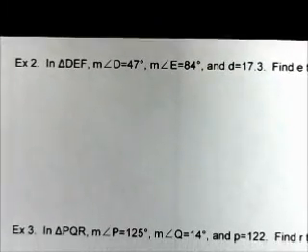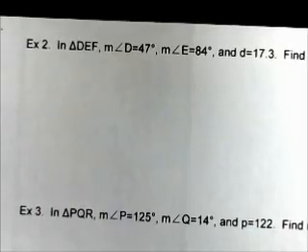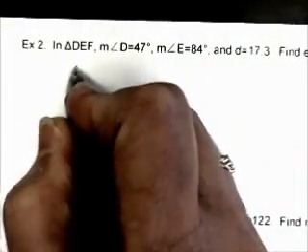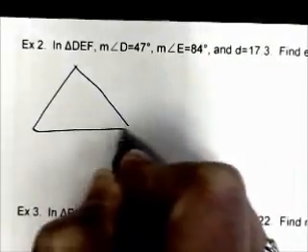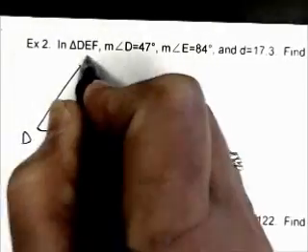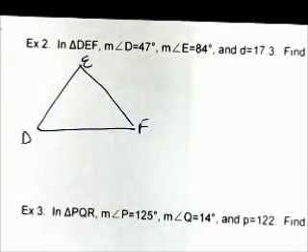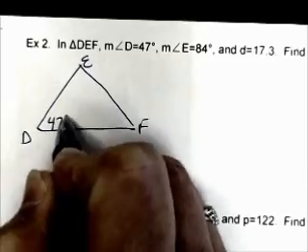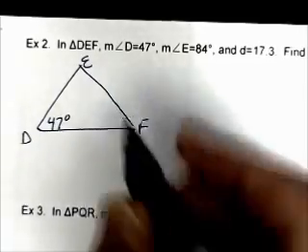Three more examples on page 5 to continue with. The next exercise we have in triangle DEF. I'll stop right there, draw a diagram. The measure of angle D is 47 degrees. The measure of angle E is 84 degrees.